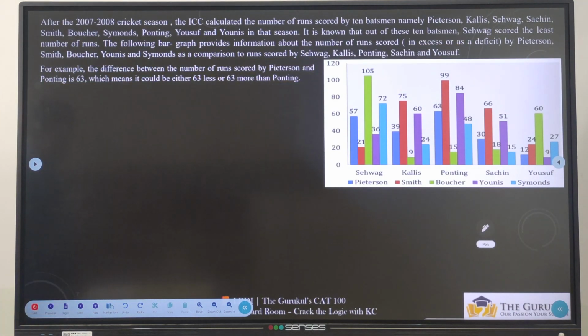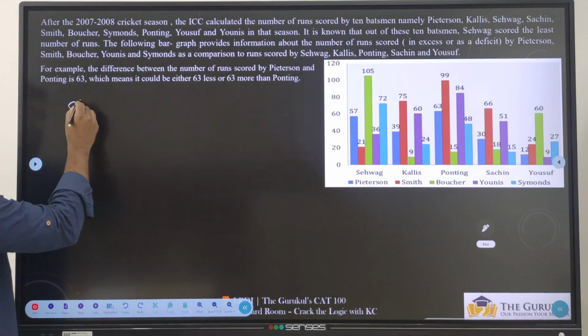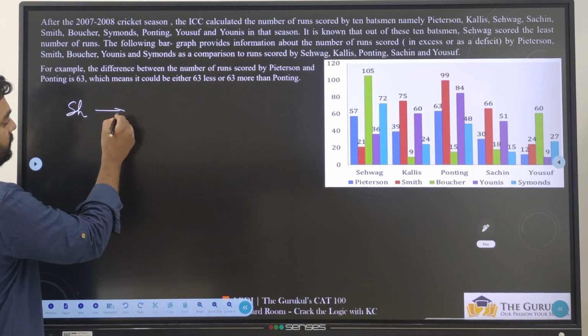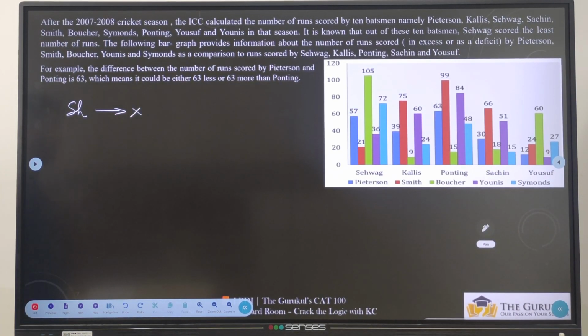So let us see what is happening. There are 10 batsmen and I already know Sehwag scored the least. The bar graph shows the difference. It can be more or it can be less. That is the basic information given in the paragraphs above. Okay, so let's solve by assuming the score of Sehwag is X runs. Because we don't know anything, let us say Sehwag scored X runs.